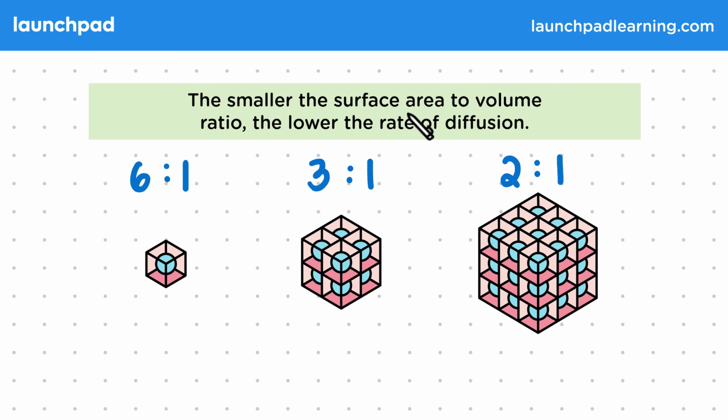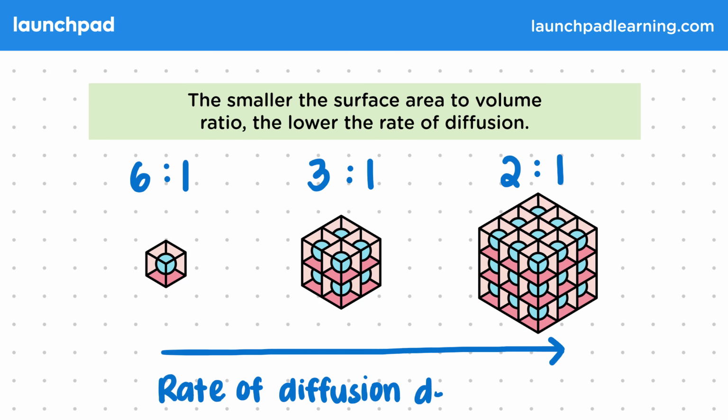The smaller the surface area to volume ratio, the lower the rate of diffusion. So we observe that there's a change in diffusion rate from left to right. The rate of diffusion decreases. For the exam, you should understand that multicellular organisms can't rely on diffusion alone like single-celled organisms do.